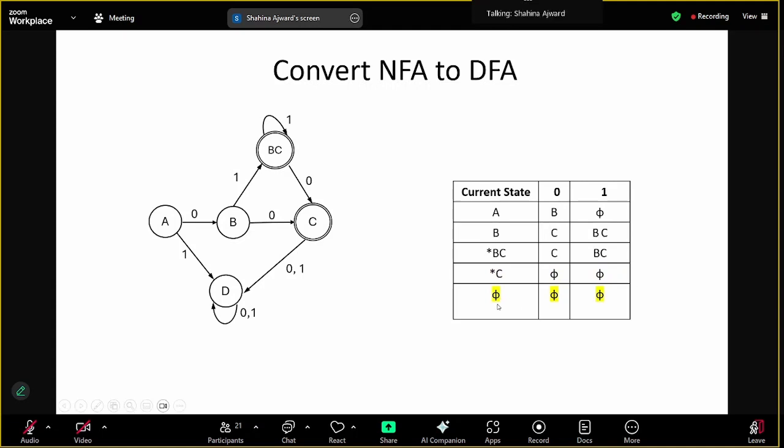So for the dead state, for 0 and 1, it will be at the same place, right? Because it's nowhere, right? So that's why we put the self loop, right? You may remember that we were talking about the dead state when we were designing a DFA. So this can be kind of a dead state, right? I hope you can understand this, right?